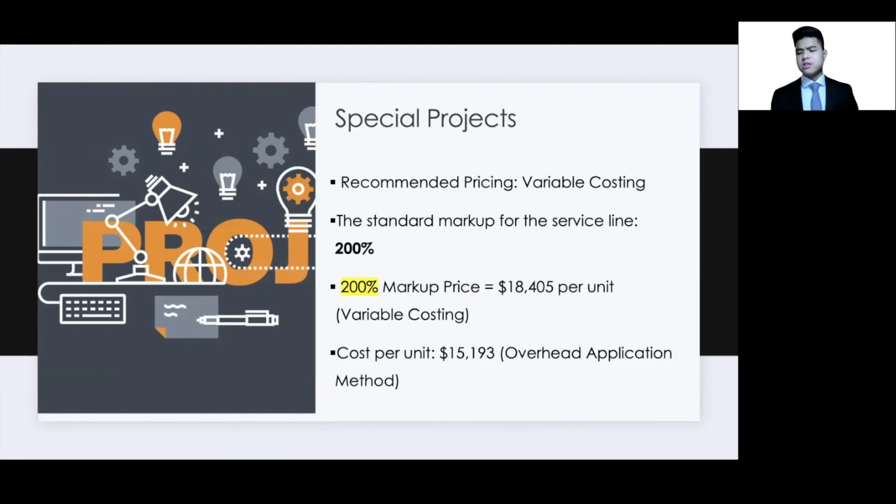For special projects, the same is applied as we recommend variable costing. This is because the normal industry markup is relatively high at 200%. This is high enough to cover the absorption cost of $15,000.